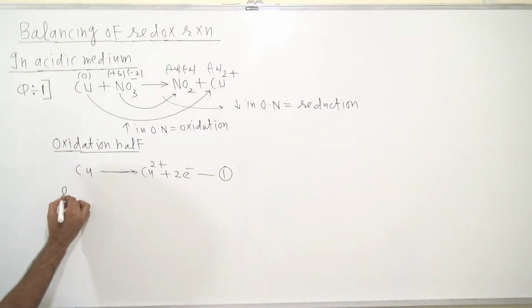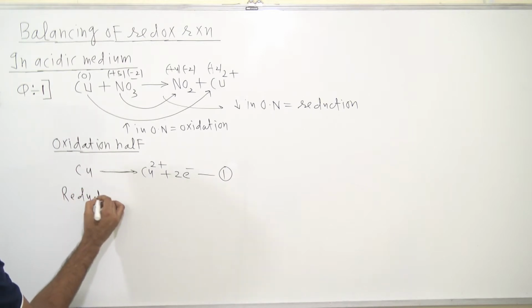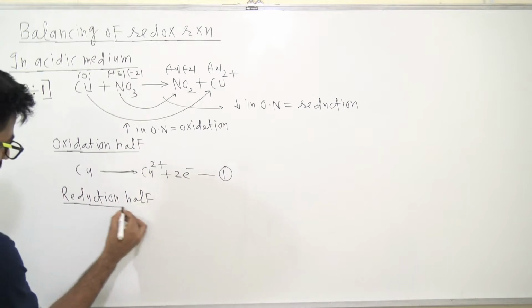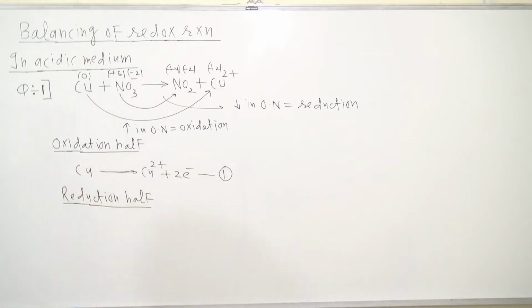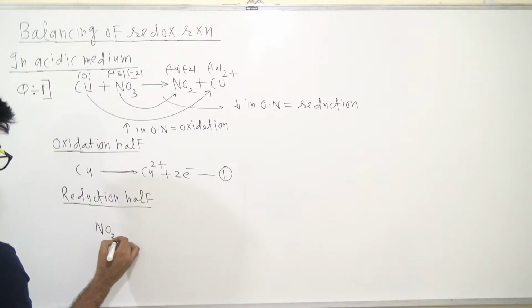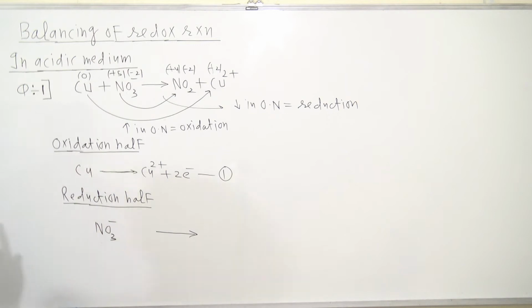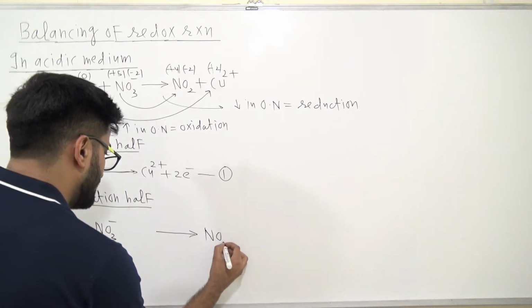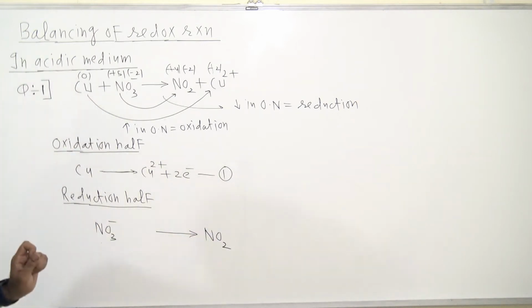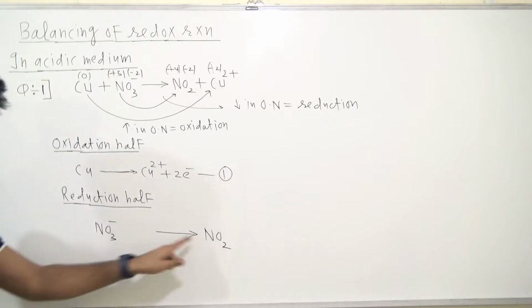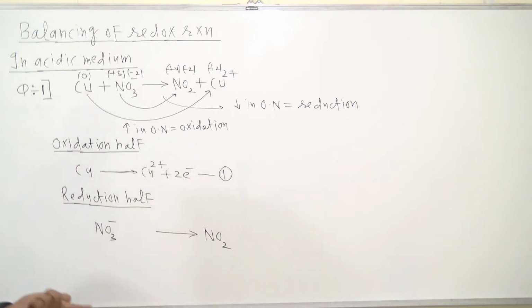Now come to the reduction half. Now we want to balance the reduction half. So what is the reduction half? First of all, NO3 minus changes to NO2. This is your reduction half. Now what is the rule? Balance all the atoms except oxygen and hydrogen. First we need to balance nitrogen. Is nitrogen balanced? Yes sir, nitrogen is balanced.